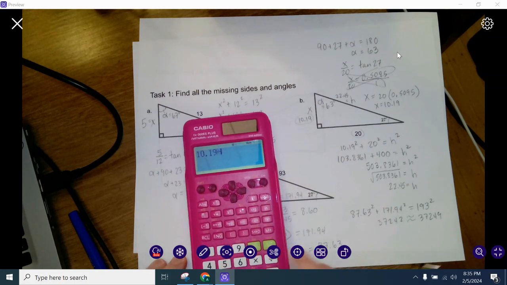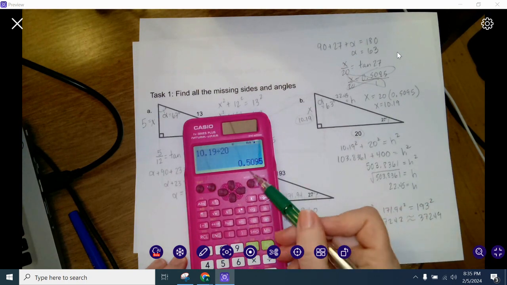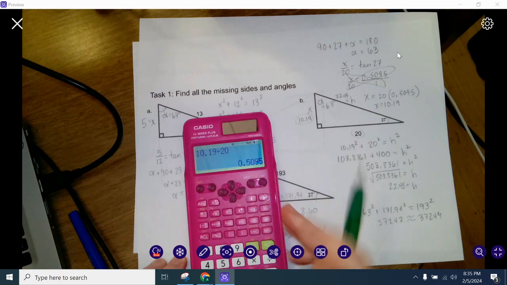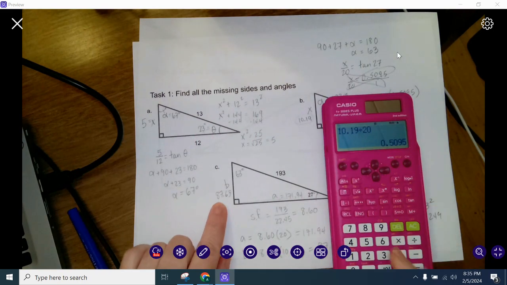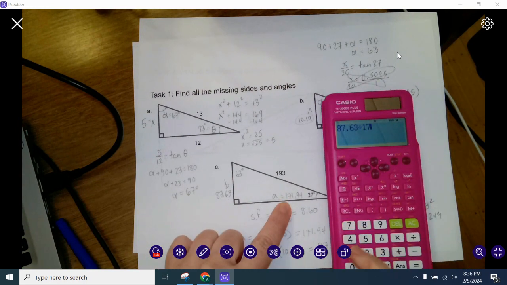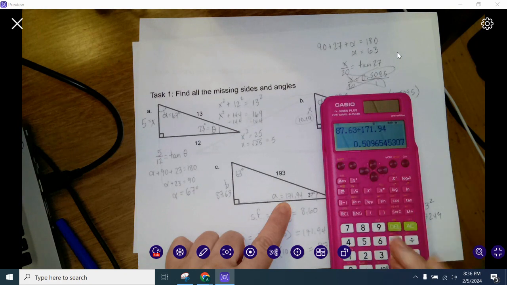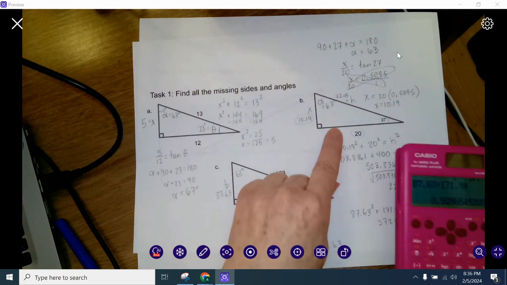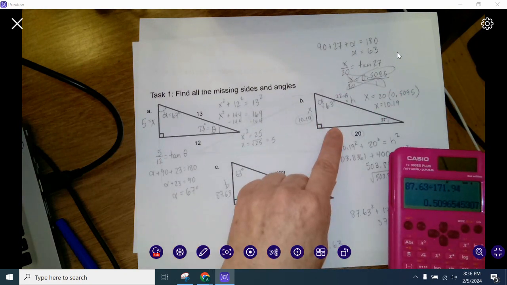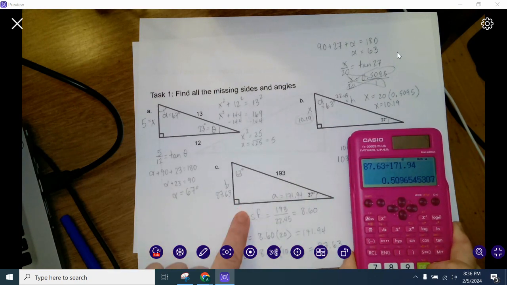10.19 divided by 20, I get 0.5, more or less. And then here, we had figured out the two missing sides here, 87.63 divided by 171.94. We also get 0.5. Okay, so the tangent ratio for a 27-degree angle is 0.5. The tangent ratio for this 27-degree angle is also 0.5.